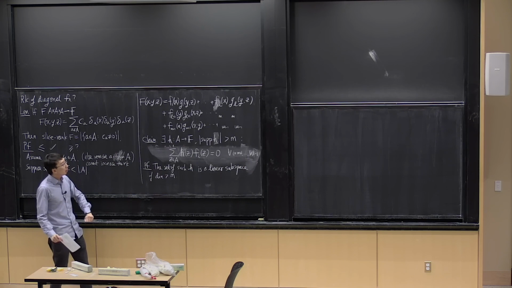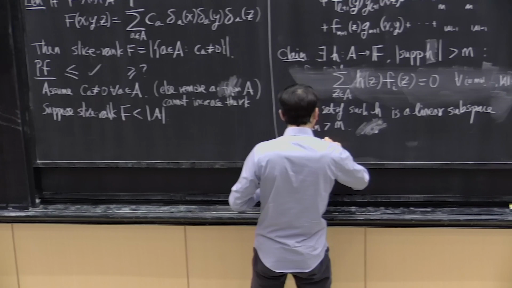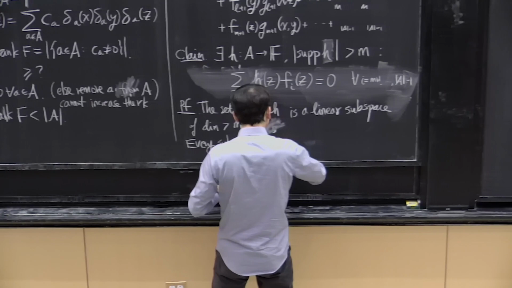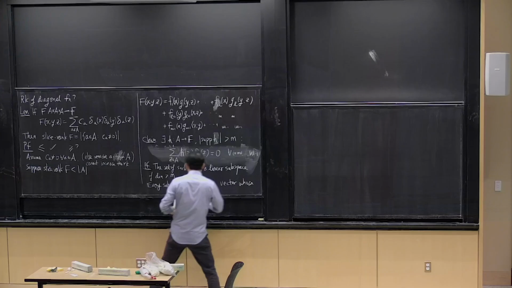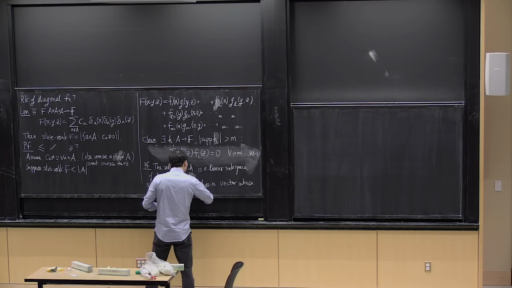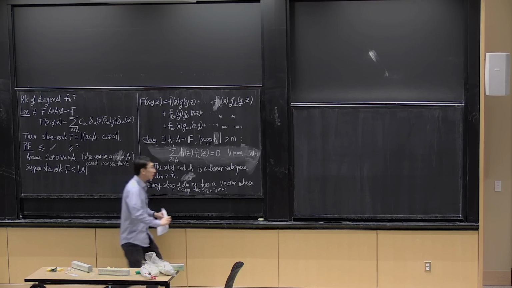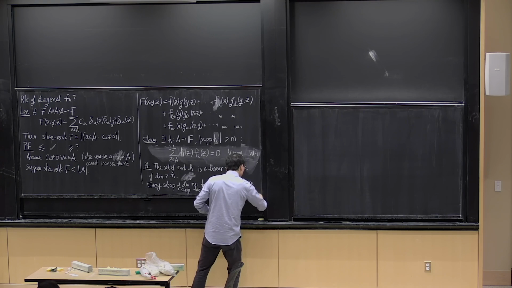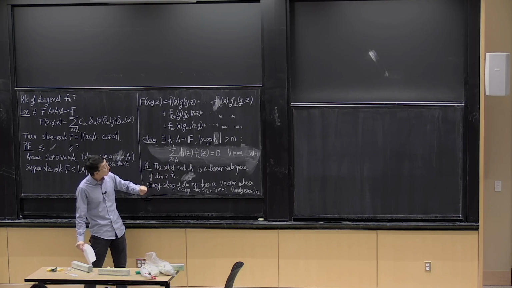And furthermore, it is also true that, and this is a linear algebraic statement, that every subspace of dimension n plus 1 has a vector whose support has size at least n plus 1. Okay, I'll leave this as a linear algebraic exercise. It's not entirely obvious, but it is true. When you put these two things together, you find that there is some vector. So I think of the coordinates of the vectors as indexed by the set A. There is some vector whose support is large enough.